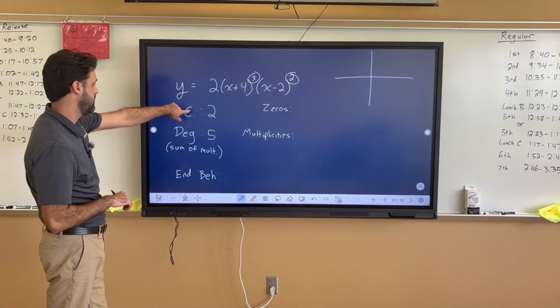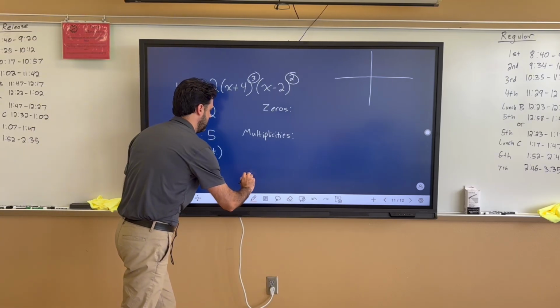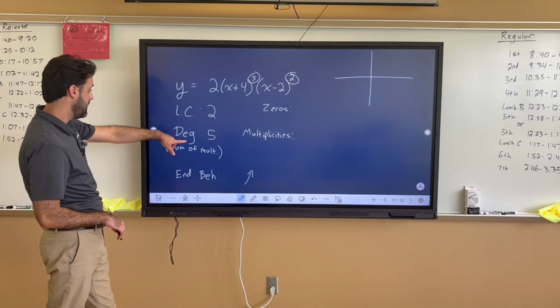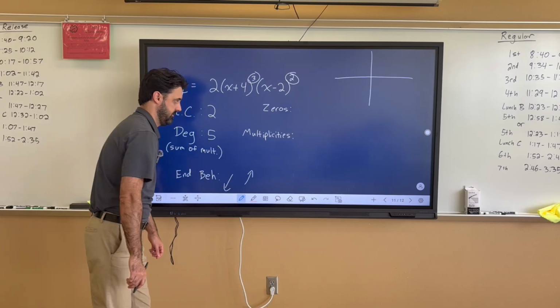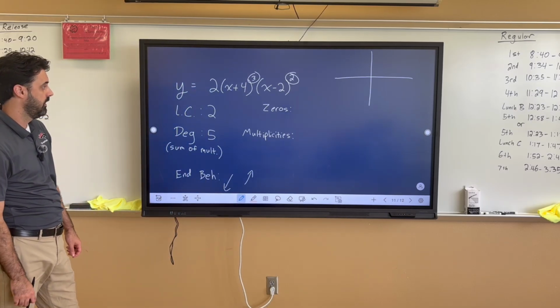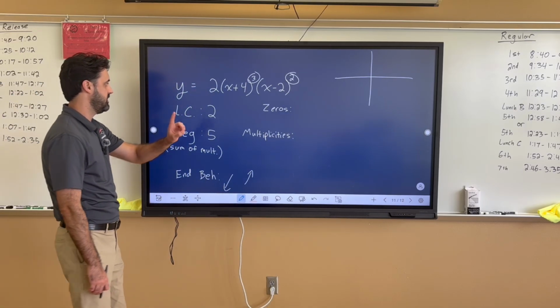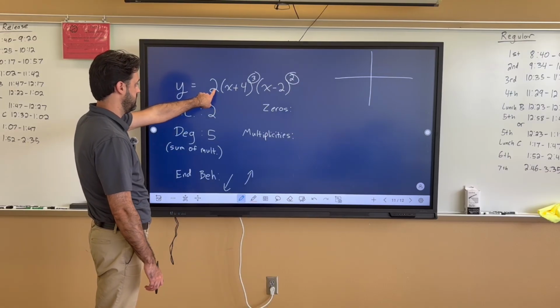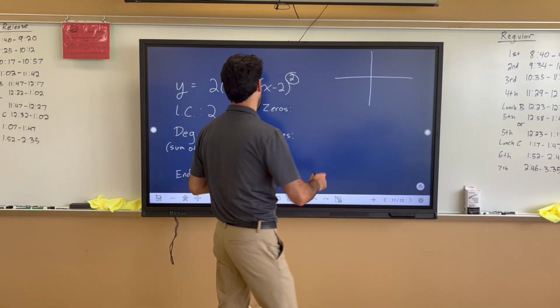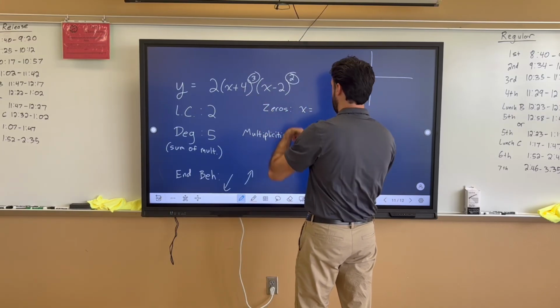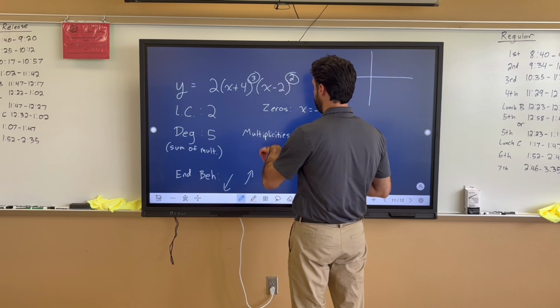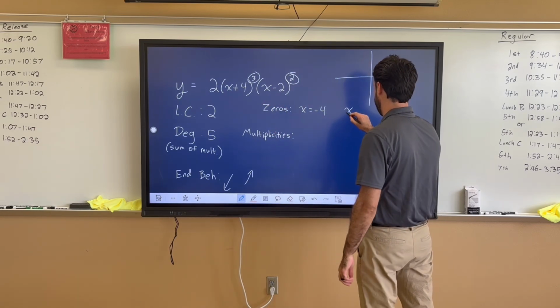The leading coefficient is still positive, so it's still going up to the right. But now, because the degree is odd, it's going to start off going down to the left. So that's our end behavior. We're also going to have one fewer zero. We're not setting this equal to 0 because there's no x. Set x plus 4 and x minus 2 equal to 0. If we set x plus 4 equal to 0, we get negative 4 like in the last problem, and then positive 2 here.